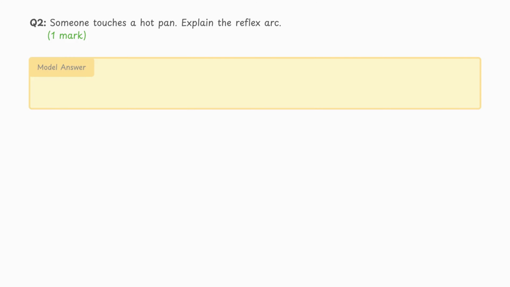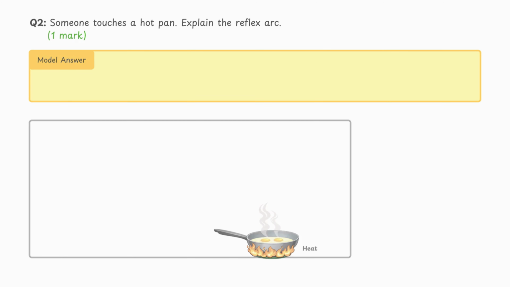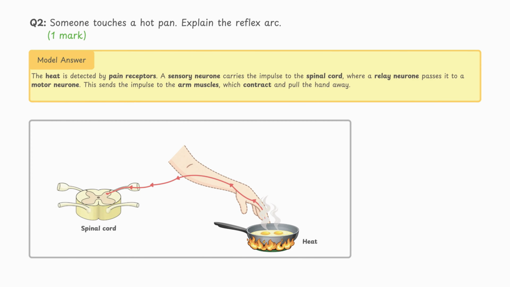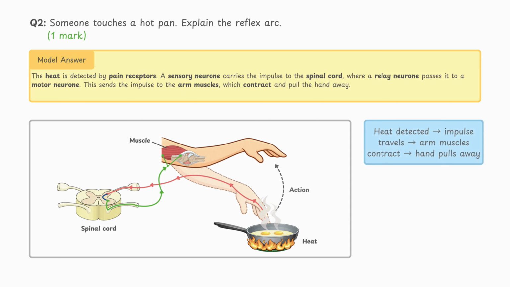Question number 2. Someone touches a hot pan. Explain the reflex arc. Heat is detected by receptors. A sensory neuron carries the impulse to the spinal cord. A relay neuron passes it to a motor neuron, which sends the impulse to the muscles. The muscles contract and pull the hand away.